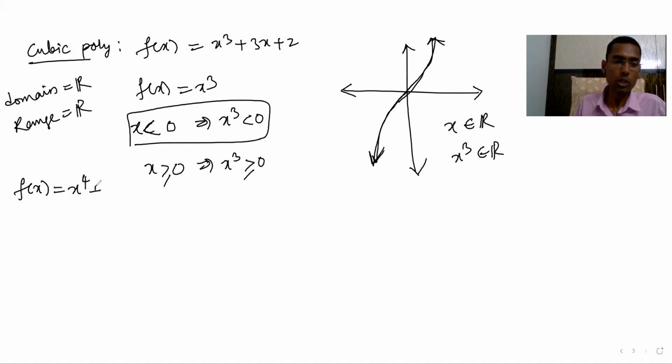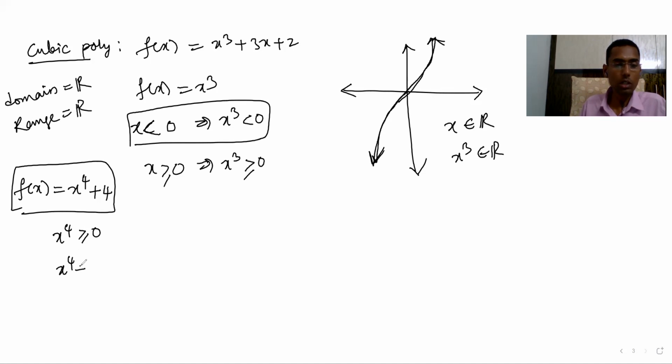Let's say fourth degree. Very simple. For this, you have to find out the range. You can very easily guess x power 4 is greater than or equal to 0, so x power 4 plus 4 is greater than or equal to 4. So 4 to infinity only. Here the minimum you need to find out, maximum is up to infinity anyway. But it's not that you will be able to find it out for all. You cannot find out for all.